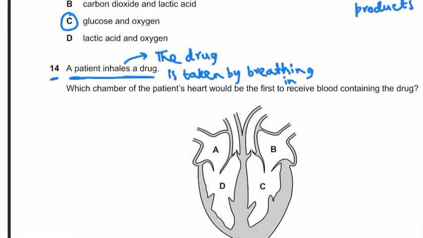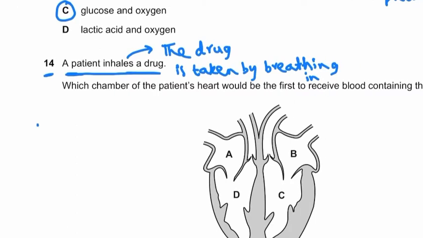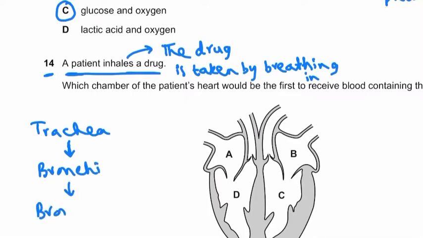So guys, as we all know, whenever we breathe, what happens? If we inhale a drug, the drug will first go into the trachea, and then from the trachea, it will go to the bronchi, and from the bronchi, it will go into the bronchioles, and from the bronchioles, the drug will go into the alveoli, and from the alveoli, the drug will go into the pulmonary capillaries. It will diffuse into the blood in the pulmonary capillaries.